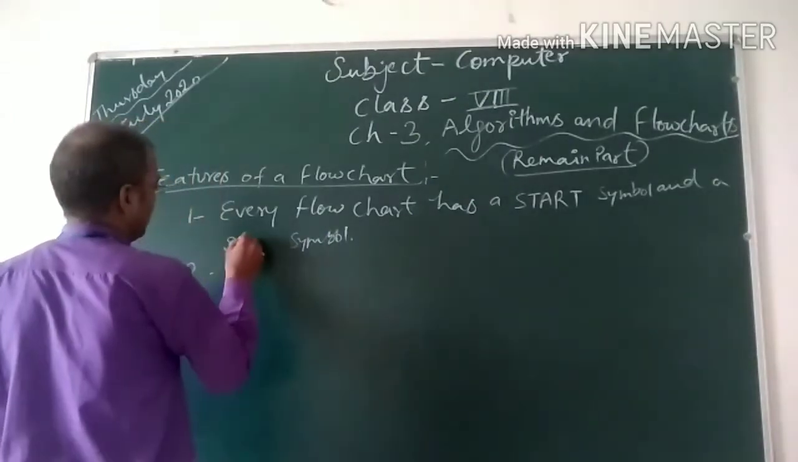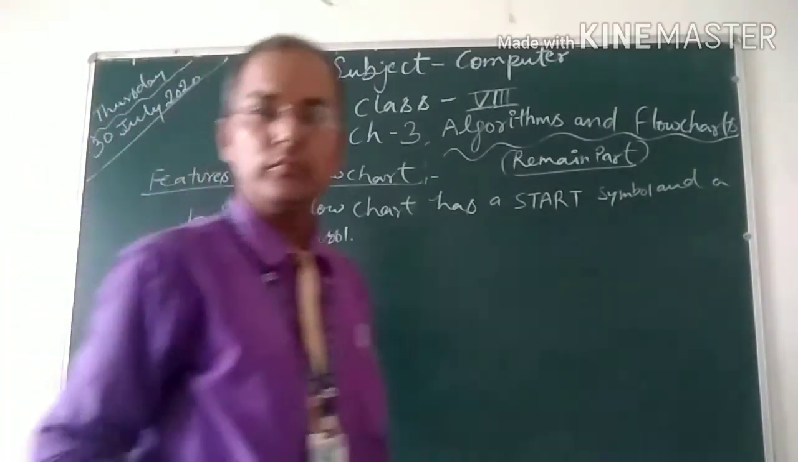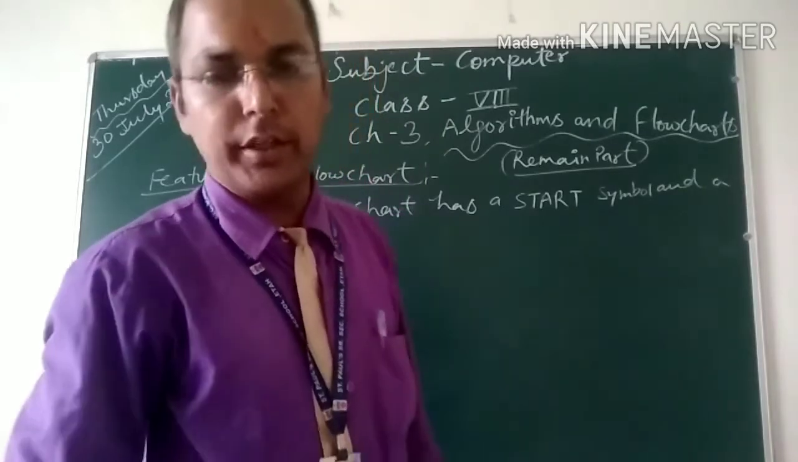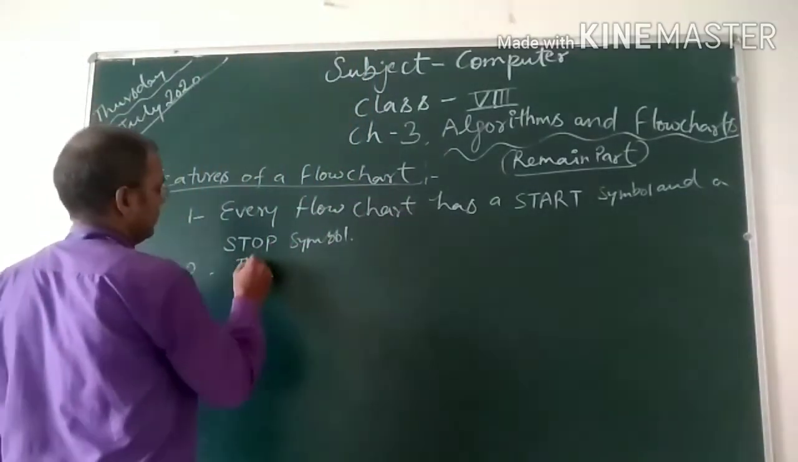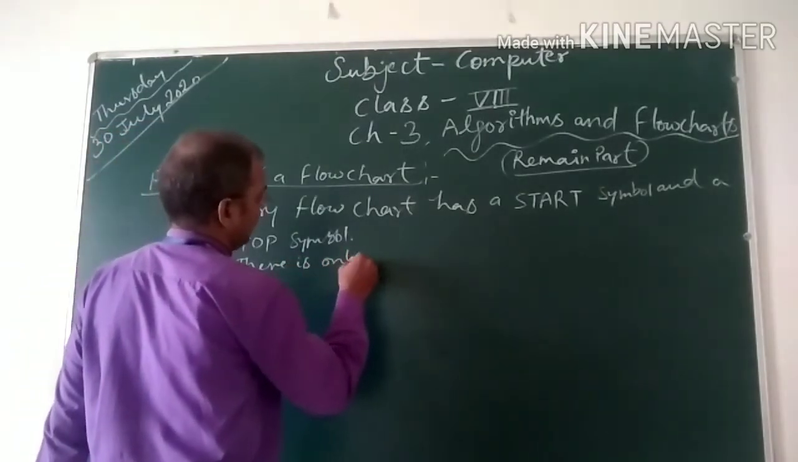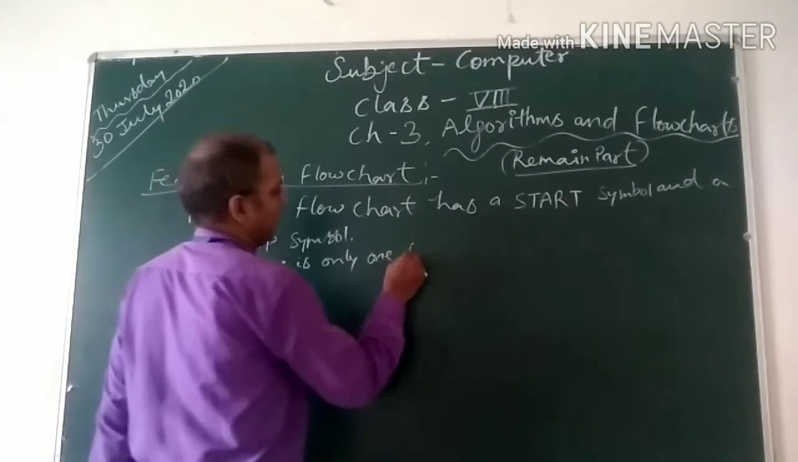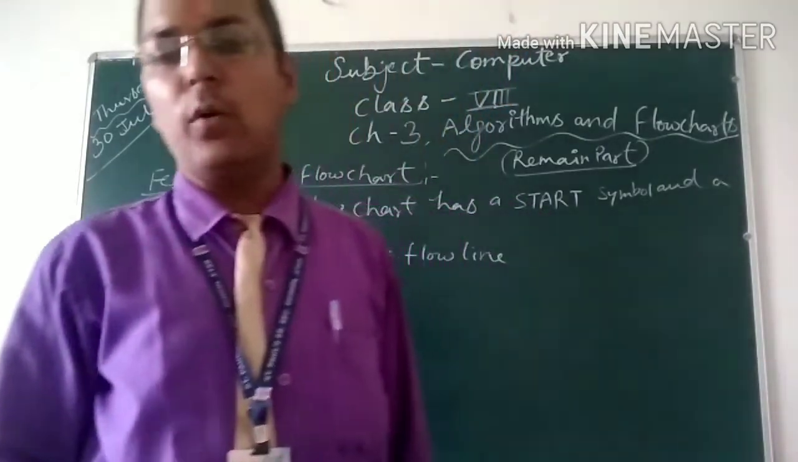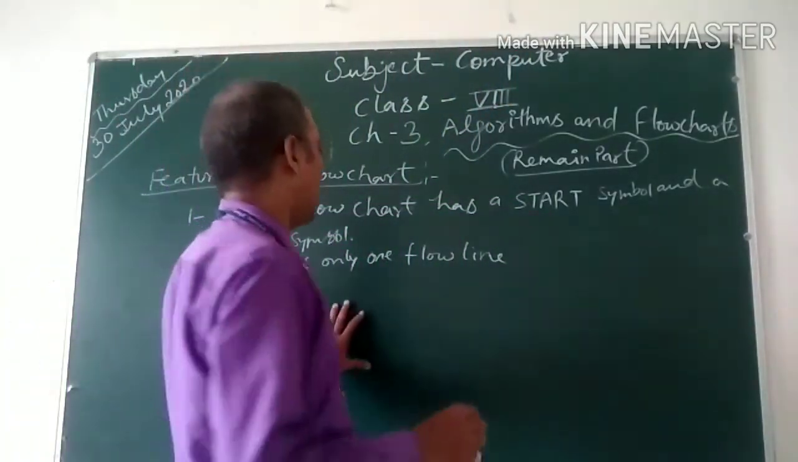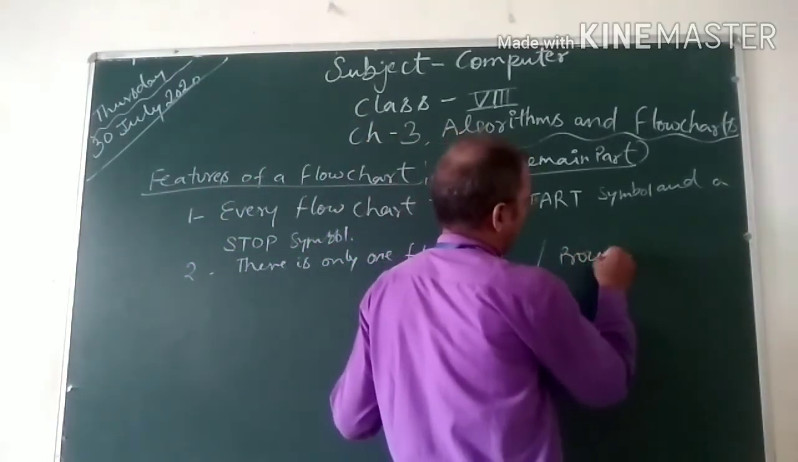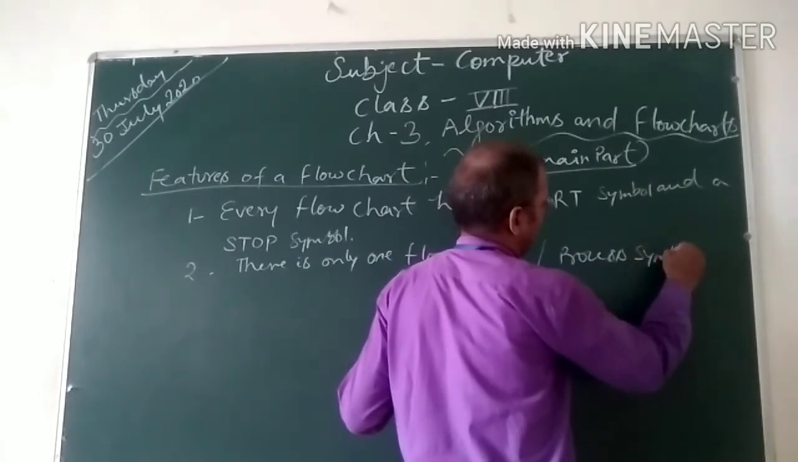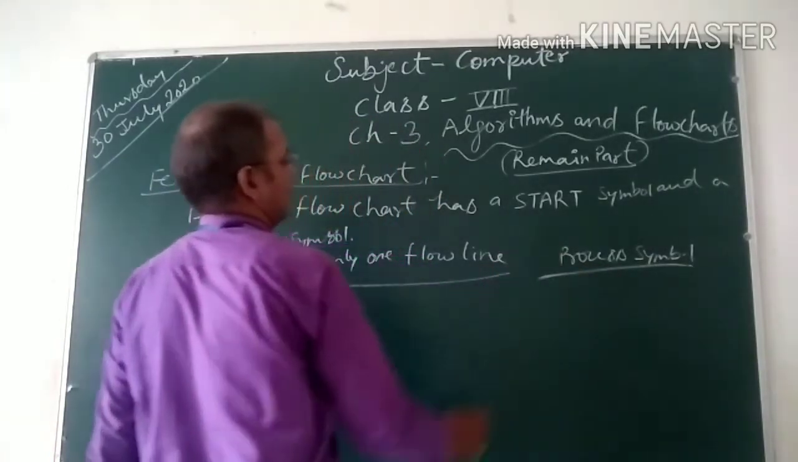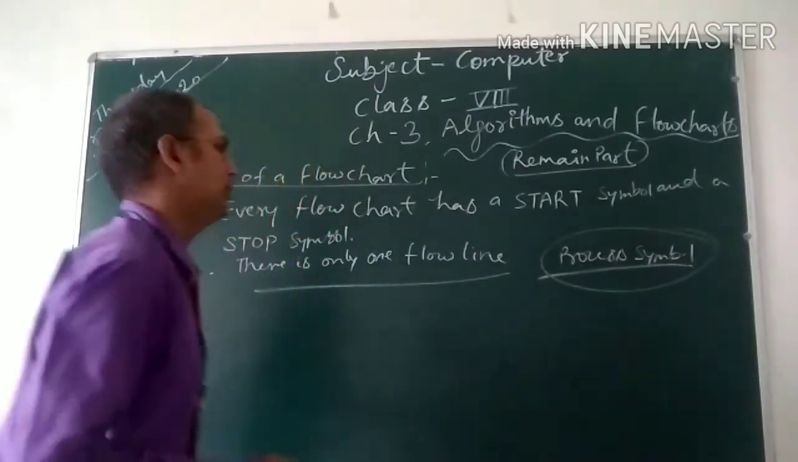Second, there is only one flow line. There is only one flow line that comes out from a process symbol. This comes after the process symbol.